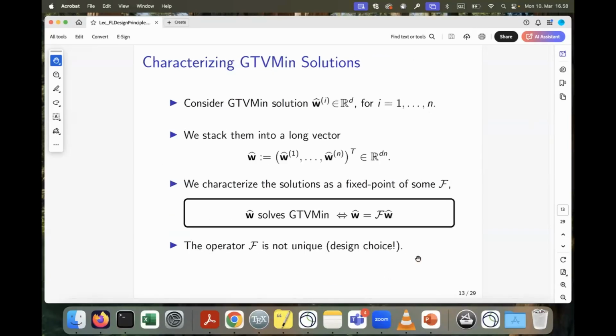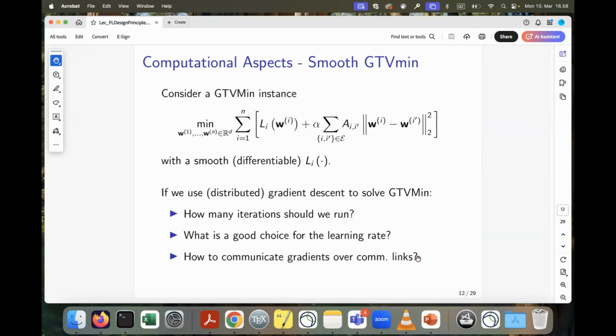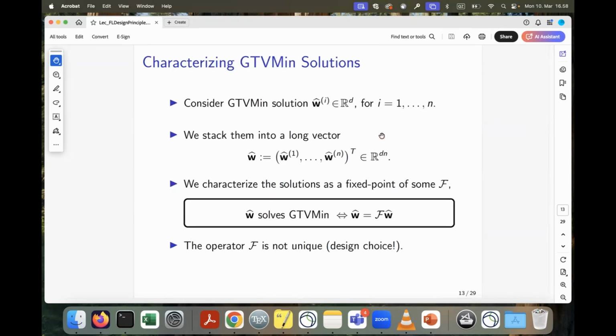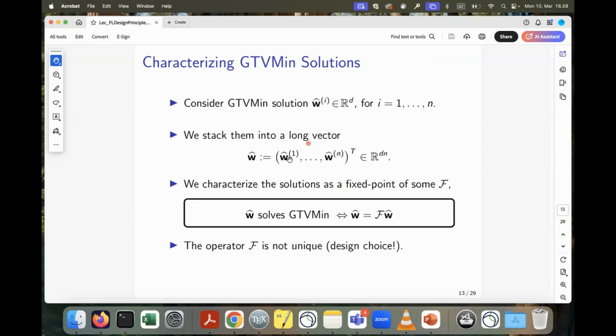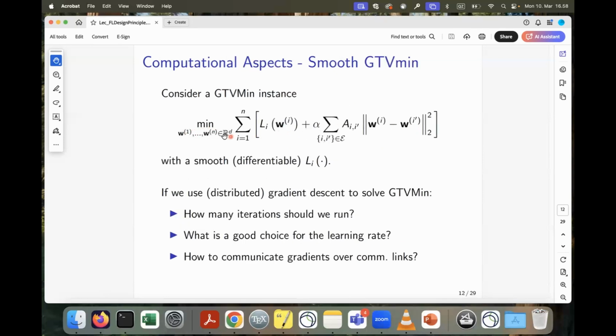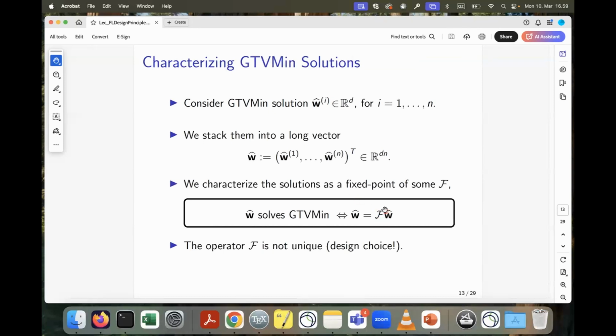So in the next lecture, I will present some federated learning algorithms that are optimization methods to solve this GTV minimization problem. And the one core idea behind all these algorithms is to formulate this optimization problem as a fixed point problem. It turns out there are quite convenient ways to translate an optimization problem like this into a fixed point equation with some fixed point operator.